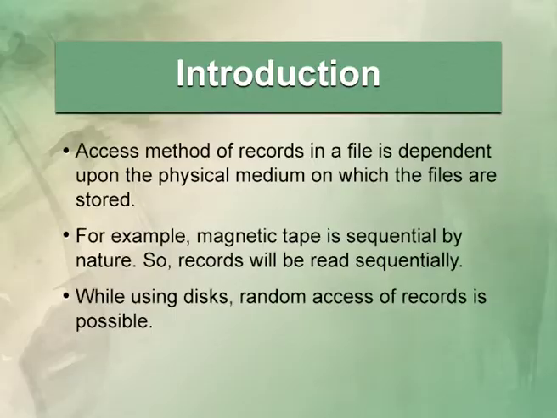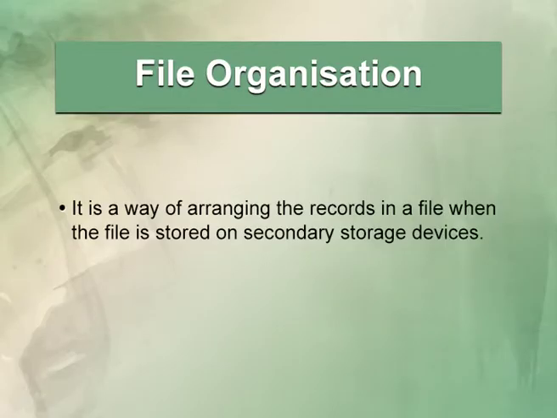Access method of records in a file is dependent upon the physical medium on which files are stored. There are two types of access methods. One is, as I told you, sequential, and the other is random. The sequential access method is best suited to magnetic tapes, and the random access of records is best suited to disks.